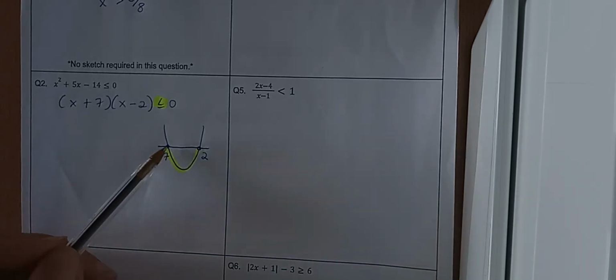So I'm highlighting this section here, and then I want to look at where that is in relation to the minus 7 and the 2. So it's to the right of the minus 7. So the stuff to the right of minus 7. So x is greater than or equal to minus 7. And all the shaded values are to the left of the 2, so x is less than or equal to 2.